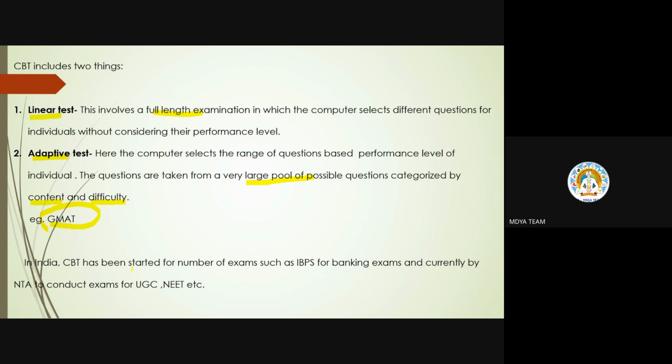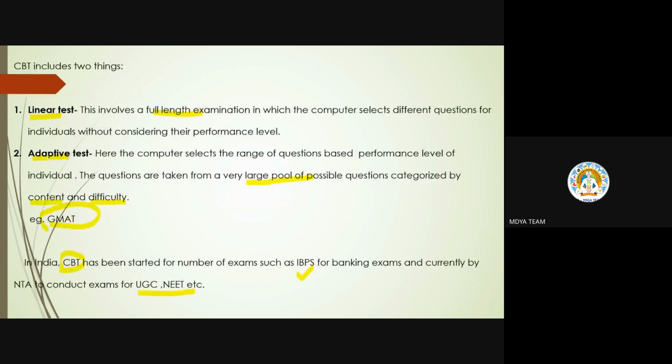In India, CBT has been started for a number of exams. Now, I think 80% of examinations are conducted with the help of CBT. It has been started for exams such as IBPS for banking exams, and currently by NTA to conduct exams for UGC NET. So CBT is of two types, linear and adaptive.